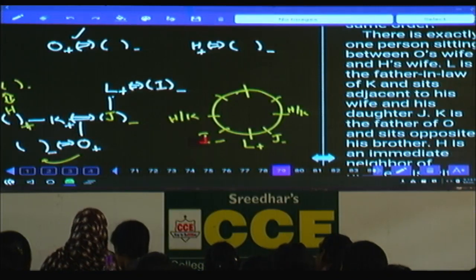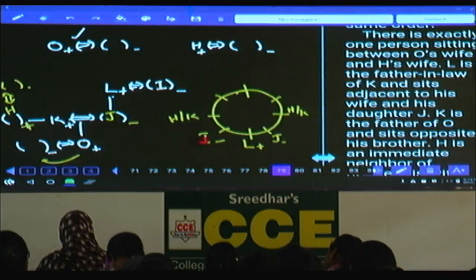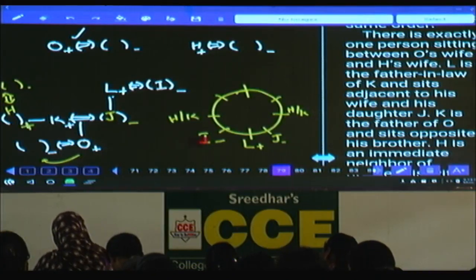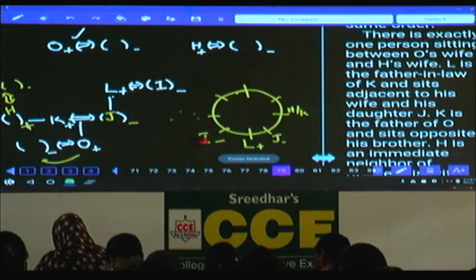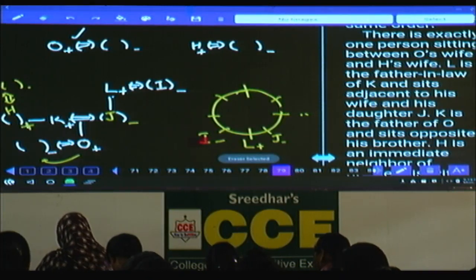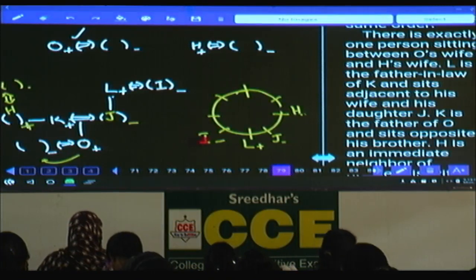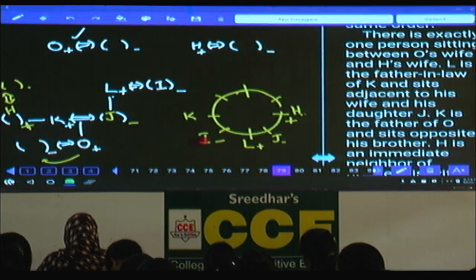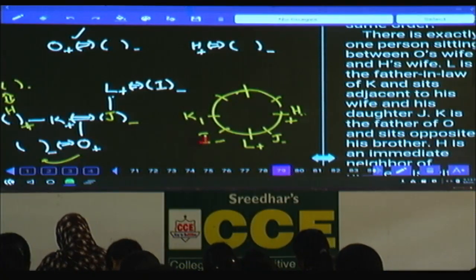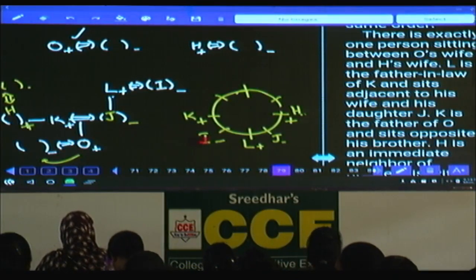H is an immediate neighbor of neither his wife nor I. H is not an immediate neighbor of I. Hence H cannot be at this place. Hence H must be adjacent to J. H is a male. If H is here, K must be here. What is the gender of K? K is a male. H and K are opposite.